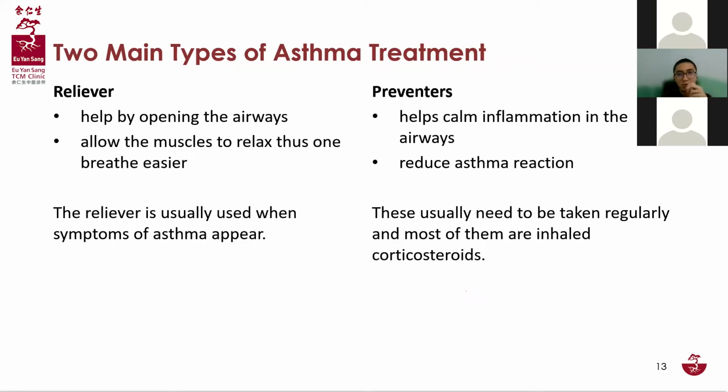So two main types of medicine, reliever and preventer. A reliever helps to open up the airway and allows the muscle to relax, so you can breathe more easily. A reliever is usually used when the asthma happens, like the puff. Then the preventer is taken every day to calm the inflammation of the airway and reduce the asthma reaction. Normally these are taken regularly, and most of the time they are inhaled corticosteroids. On the other hand, in TCM, next slide please.